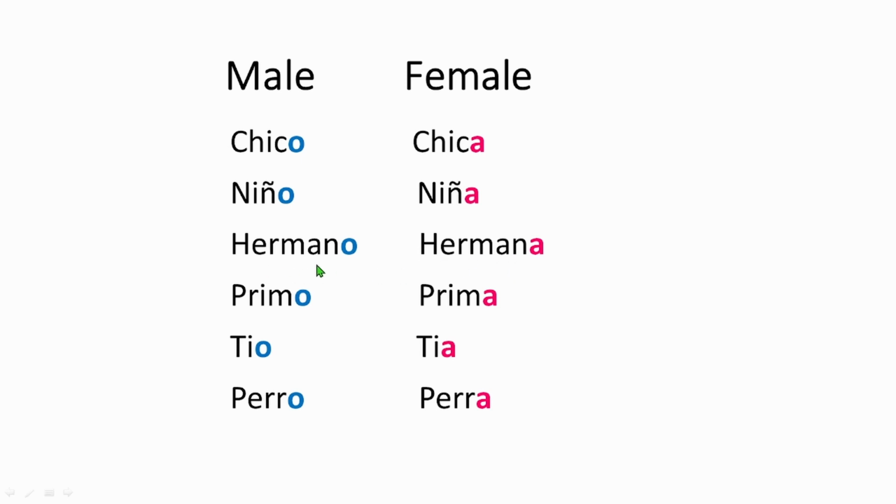Hermano. So we've got here primo. Primo means cousin, who's male. Prima means cousin, female. Primo and prima. I've got tío. Tío is uncle. Tía is aunt. Tío, tía. We've got here perro and perra. Perro is dog, and perra, you know it, right? And it's not cool to say this to anyone.